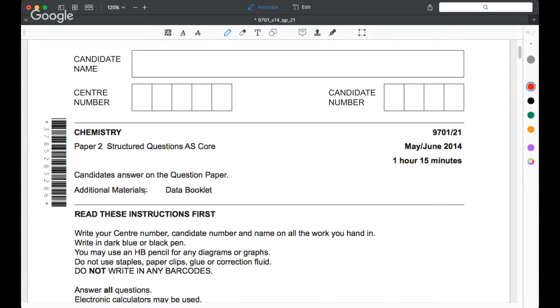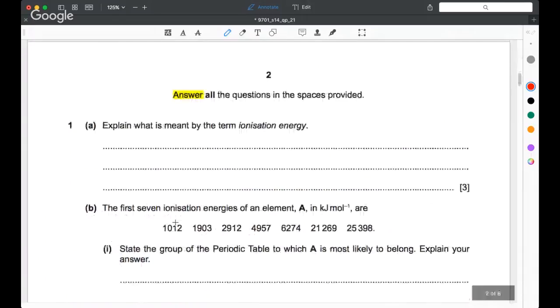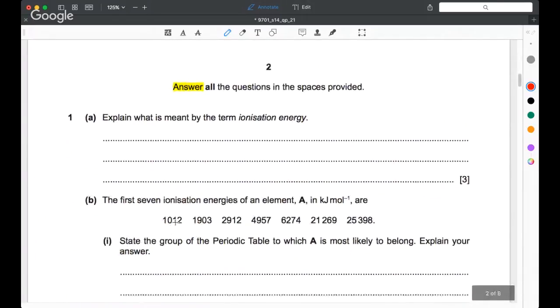Good, so welcome to this masterclass, and we're looking at Cambridge International Exams and AS level chemistry, and this is the paper 2 paper. That's the short answers, the structured answers from the summer series in 2014. Very good. Okay, so the paper starts off asking about ionization energy.